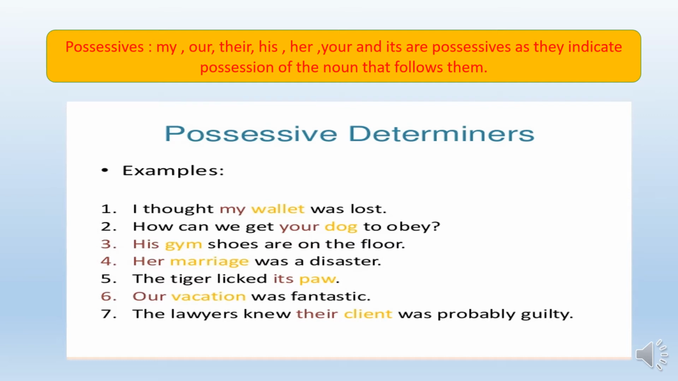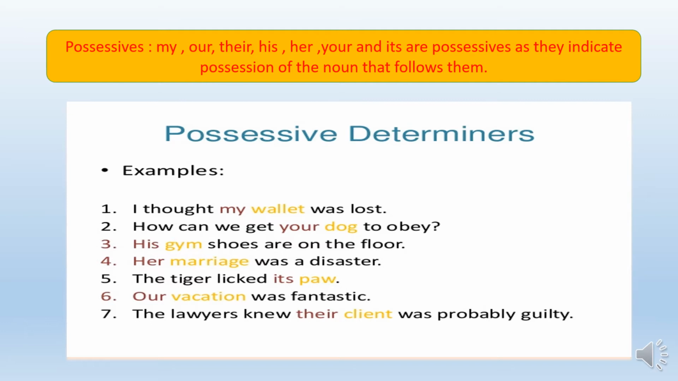How can we get your dog to obey? Your dog is the noun. Whose dog? Your dog. See, a determiner always comes before the noun. So everywhere you will see that possessive determiners come before the noun. The third example: his gym shoes are on the floor. Whose gym shoes? His gym shoes. So here gym shoes is the noun and before the noun we can see the possessive his. Her marriage was a disaster. Her is a possessive determiner.